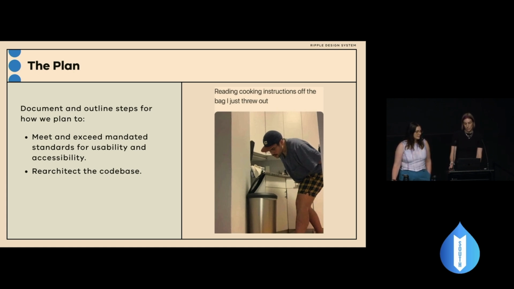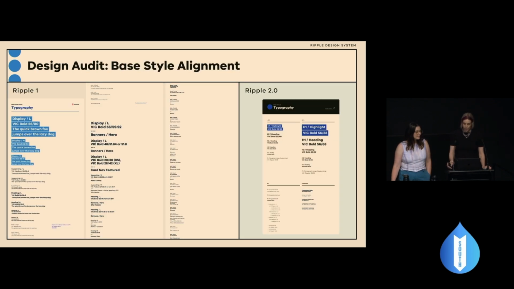So, at its highest level, the refactor plan was focused on two areas: ensuring our design system meets and exceeds mandated standards for usability and accessibility, and re-architecting our code base to set us up for major projects in the future. So by having a clear agenda and solid documentation and delivery process, it allowed us to ensure our designs and ideas were fit for purpose to fix the core issues, and we would stay on track creating the right recipe. So after the project planning phase, we moved into the design research phase and focused on base style alignment and the creation of design tokens.